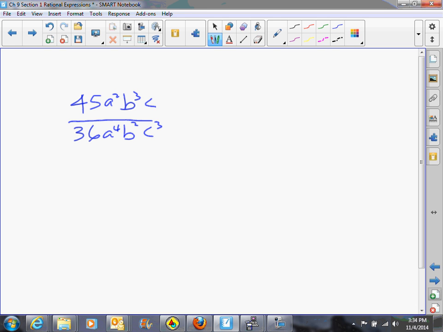9 is a factor of the numerator because it's a factor of 45. 9 is a factor of the denominator because it's a factor of 36. A squared is a factor of the denominator, and a squared is a factor of the numerator. There are no plus or minus signs in the numerator or denominator, so this is a monomial over a monomial, and the factors are pretty obvious. So you can just go across and get rid of common factors.